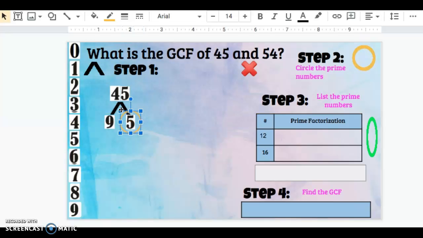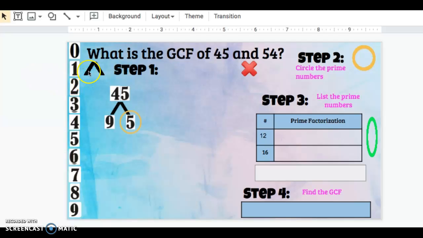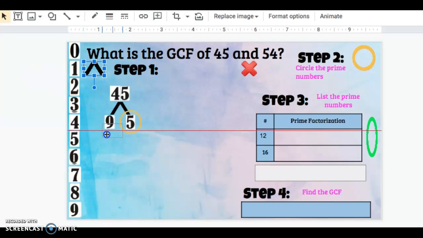So I'm going to do step 2, circle my prime numbers, and I know 5 is prime. And I didn't say 9. The reason I didn't say 9 is because 9 times 1 is not the only factors that go into 9. You also have 3 times 3. So I can break down this 9 to 3 and 3, because it's 3 times 3. So I put my 3.